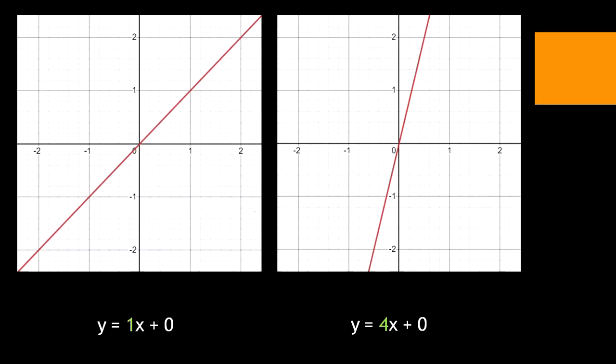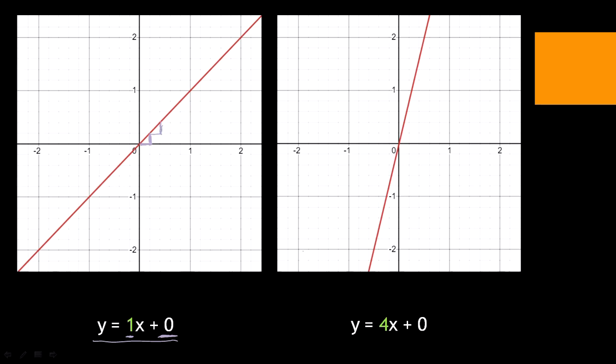Now let us have a look at a few more examples to really reinforce the idea of a slope. Here I have y equals 1x plus 0. So for simplicity's sake, the y-intercept in all the cases is 0. I have 1 as my slope. What does that mean? 1 as the slope simply means that as I go 1 unit in the x direction, the y value also increases by 1 unit, right?